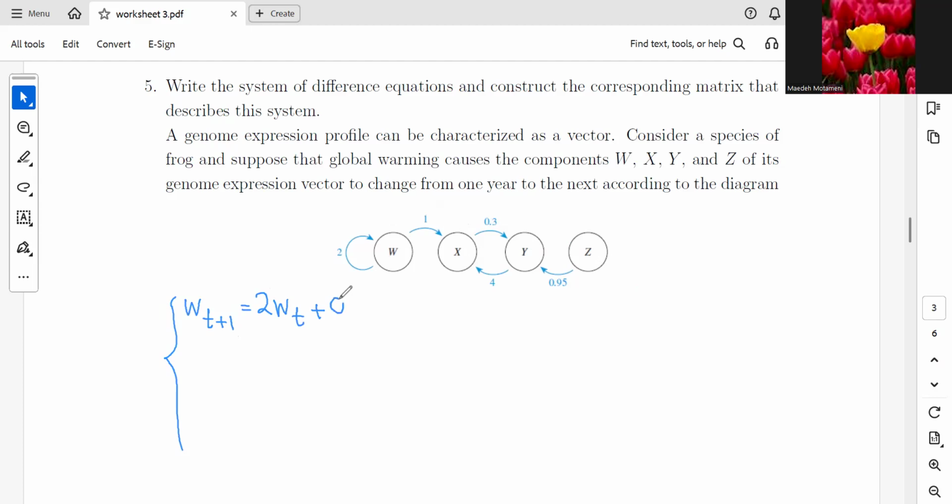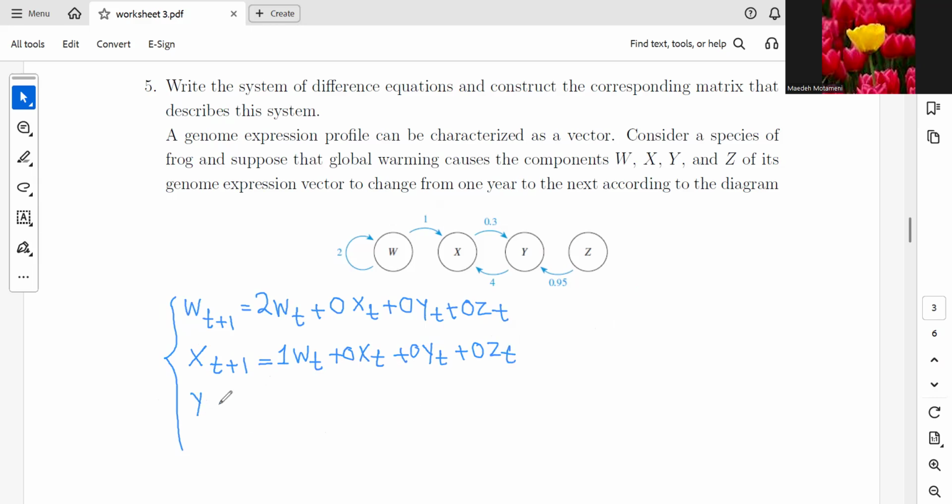So it means 0 times x sub t, 0 times y sub t, and 0 times z sub t. You may not write these, but if you like, you can write all these. It helps us in order to find the matrix. Next one about x sub t plus 1 will be from 1 multiplied by W t and nothing else. So it means 0 x sub t, 0 y sub t plus 0 times z sub t.